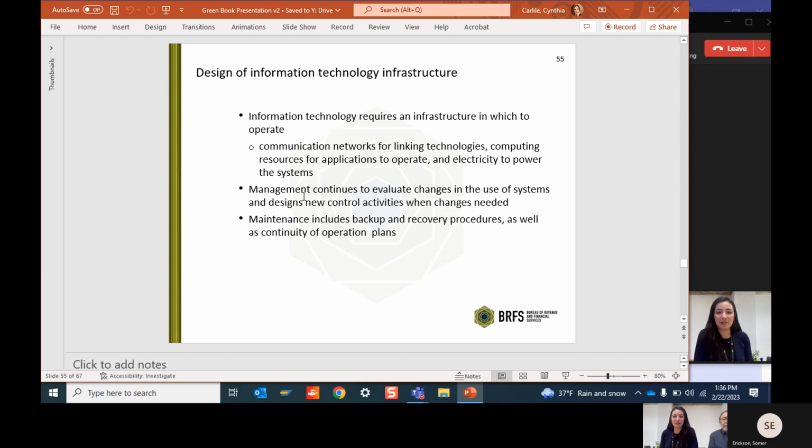Management continues to evaluate changes in the use of systems and designs new control activities when changes are needed. Maintenance includes backup and recovery procedures, as well as continuity of operation plans, as Ron and Summer shared.